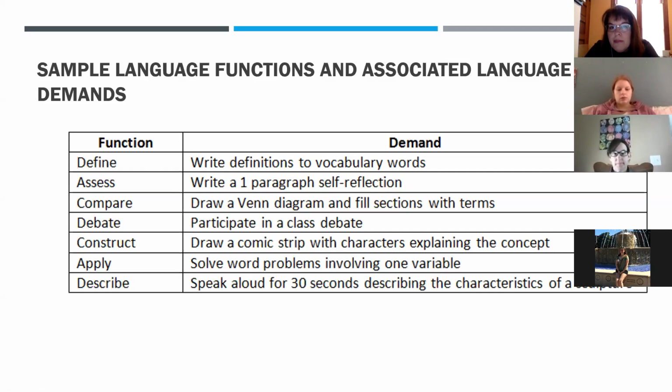So think about this chart. Start with your demand. What did you ask students to do? What did you demand them to do in a nice way? And then from that, what are they really doing? What's the big picture concept, right? So I asked my students to draw a Venn diagram. Okay, well, that's fun. I like circles, but why? Well, I asked them to draw a Venn diagram because I really wanted them to compare.